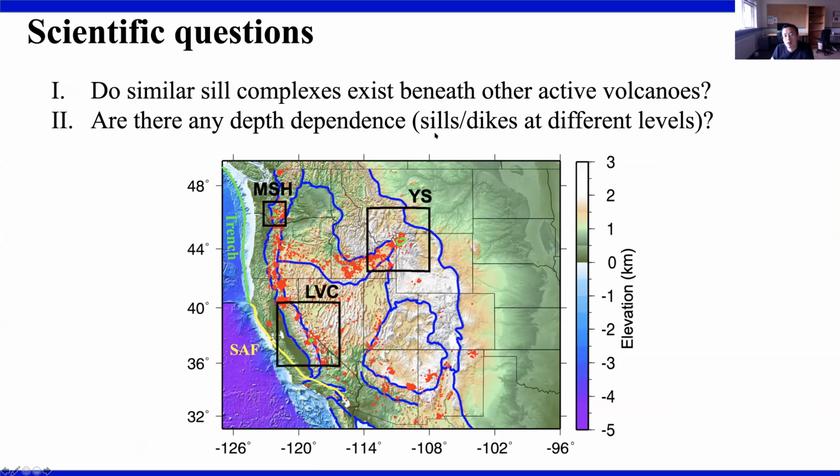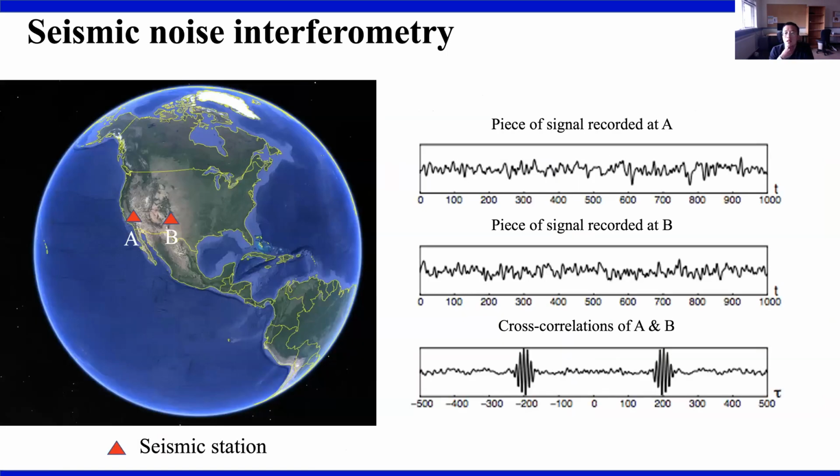Such as at certain levels there's more sill dominance, at other depths there's dike dominance, or a mixture. So these are all unsolved questions. So let me take you to the method I'm using. It's called seismic noise interferometry.